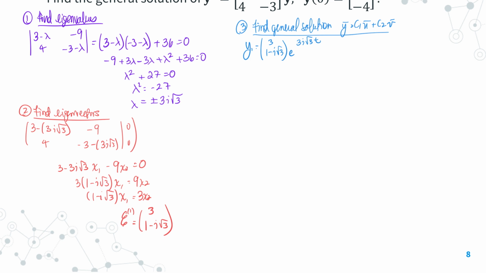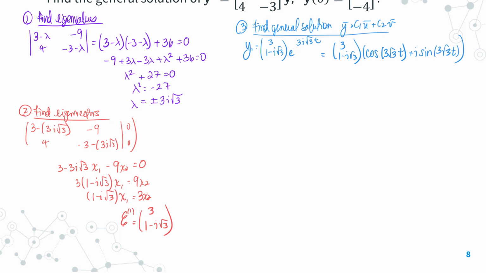Right? There was no a plus bi here, or alpha plus beta i. For this one, we only have the beta i. So there's not going to be an e part of this Euler. This is only going to be 3, 1 minus i root 3, and this is simply going to be cosine of 3 root 3 t plus i times the sine of 3 root 3 t, which is a little different than what we're used to seeing, but that's okay. We'll handle it.